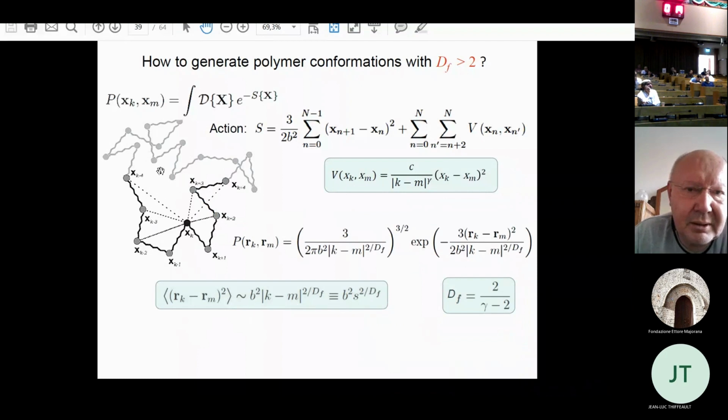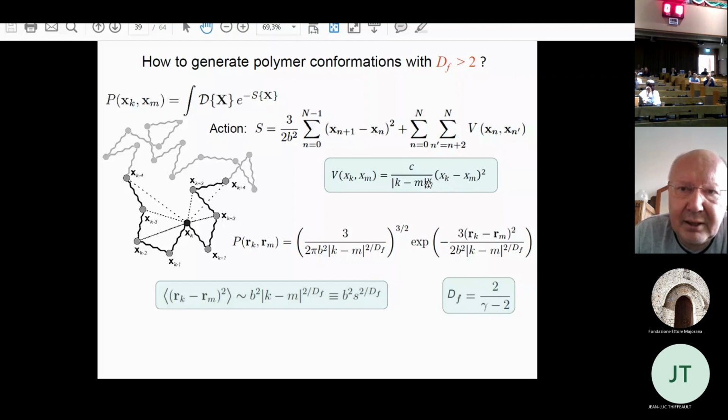Okay, so now, having this potential, in principle, everything can be done. We can diagonalize this action and compute the partition function, and the answer is the following. We can compute the probability distribution, and using this probability distribution, we can compute the end-to-end distance between monomers K and M separated in space. We can compute the average distance between the monomers, and you see that the fractal dimension enters here.